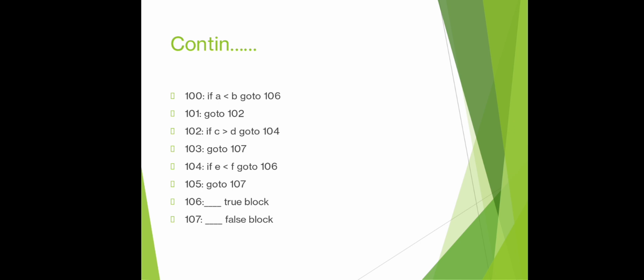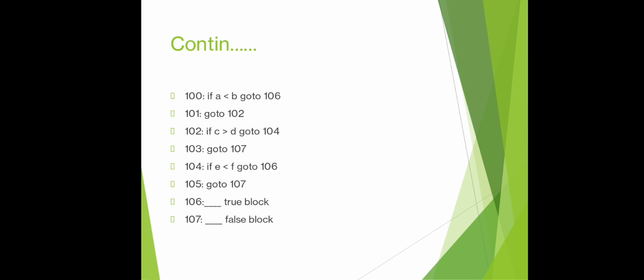If a less than b is false, then we check c greater than d and e less than f. So c greater than d we write at 102, so we can write 102 here. And in the next statement, 102, if c greater than d is true, we check e less than f. So e less than f is at 104, so we can write 104 here.